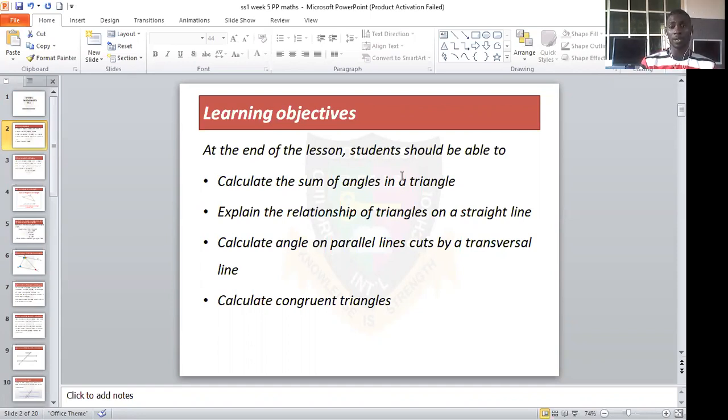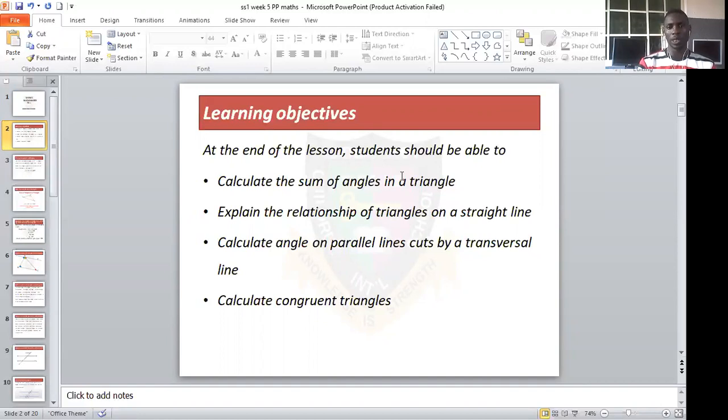We all know what a parallel line means. Parallel lines are lines which do not meet, regardless of their length. Be it a continuous length or a given length, they will never meet. Then, calculate congruent triangles. If you don't know what congruent triangles are, they are different from similar triangles. When we say congruent triangles, all the dimensions are the same. They have the same shape. They are both triangles, and the dimensions of each triangle are the same. That's what we call congruent triangles.